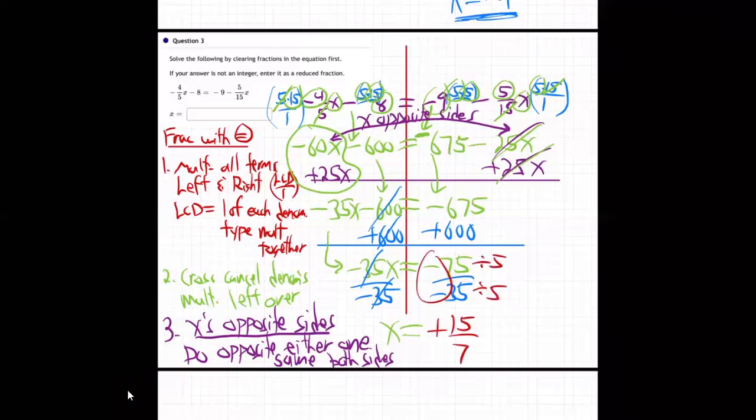You okay with the dividing here? Whenever we divide, the last step we divide by the identical twin, identically whatever's in front of x. So we had a minus 35 in front of x, I divided by minus 35 on both sides, 2 minuses made a plus, and then reduce the fraction, divide top and bottom by 5.